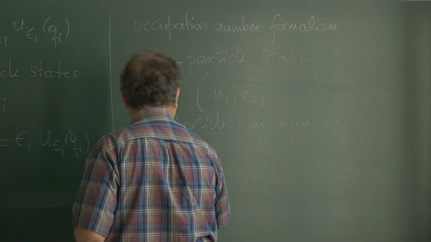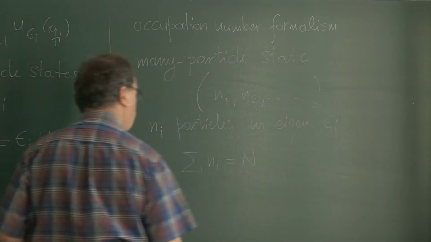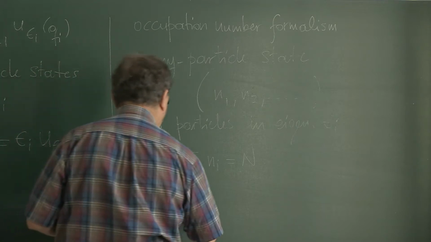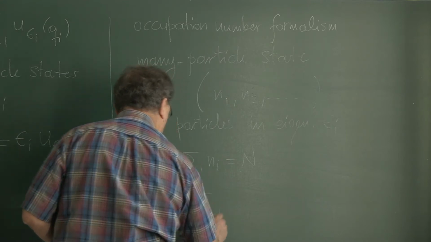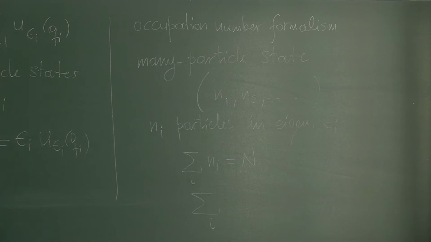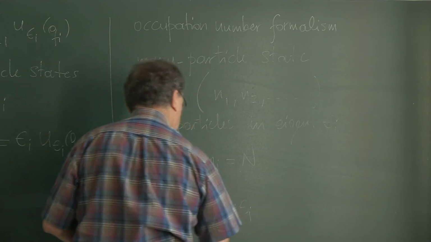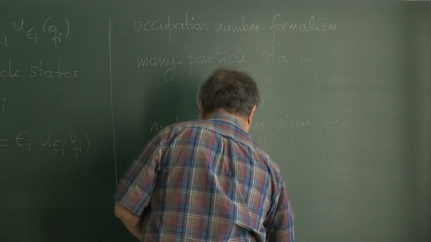And of course, if you add up all the particles in different states, it has to be equal to the number of particles at hand in the system. And if you want to get the total energy of your system, you have to find the individual energies per particle, multiply each with the number of particles, and sum over all occupied levels. Of course, you get the total energy.